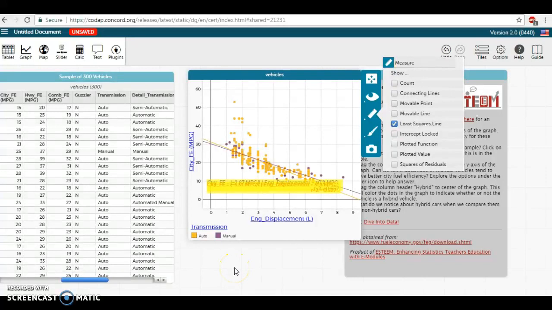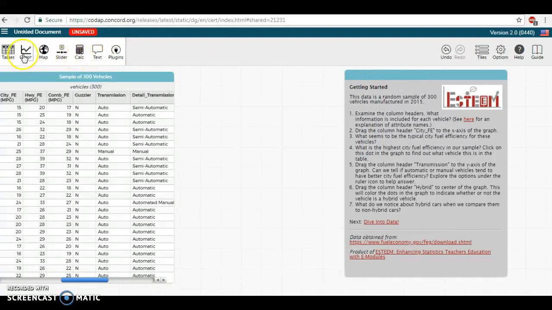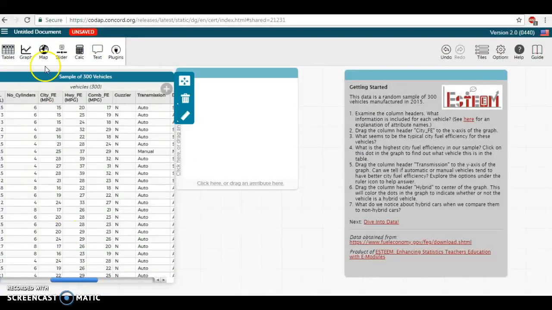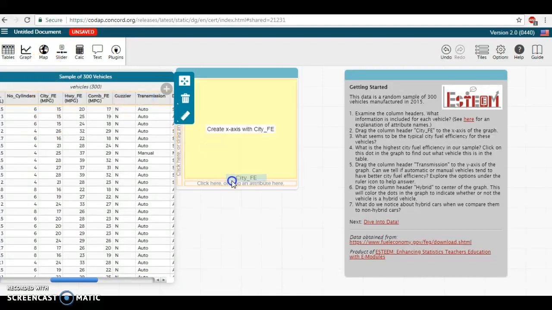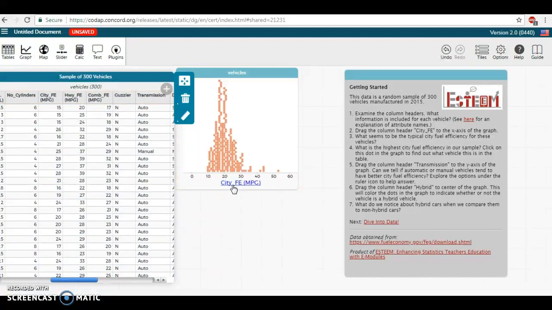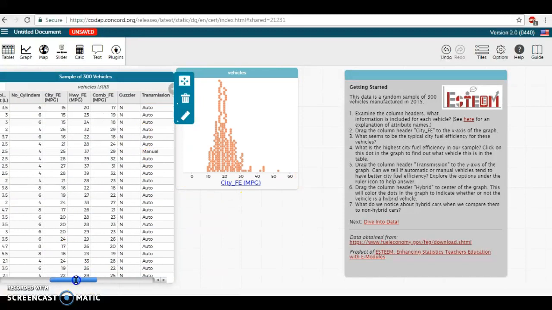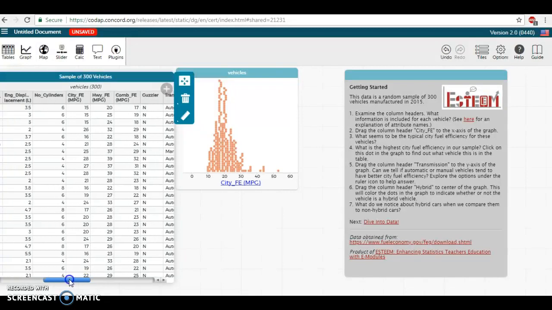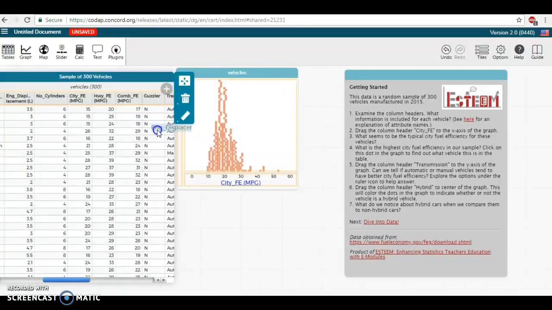Next, I'm going to show the difference. Right now I've been doing engine displacement versus city miles per gallon, but now I'm going to show the opposite. So I want to do city miles per gallon versus engine displacement. I'm just going to start over. Let's click on graph again. I'm going to scroll this over a little bit, find city miles per gallon, drag that to my x-axis, find engine displacement and drag that to my y-axis.